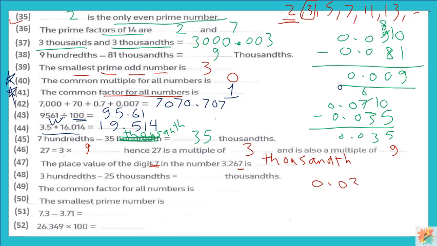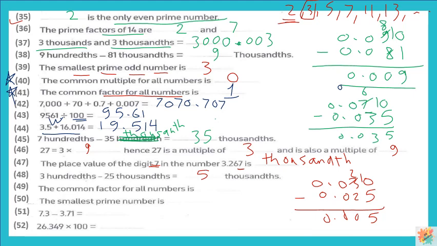The next, 300 minus 25,000. So it will be 0.03 minus 0.025. And we'll start to make minus like that. Here it's 2, here it's 10. So 10 minus 5 equals 5. 2 minus 2, 0, 0.0. So the answer will be 5 thousandths.